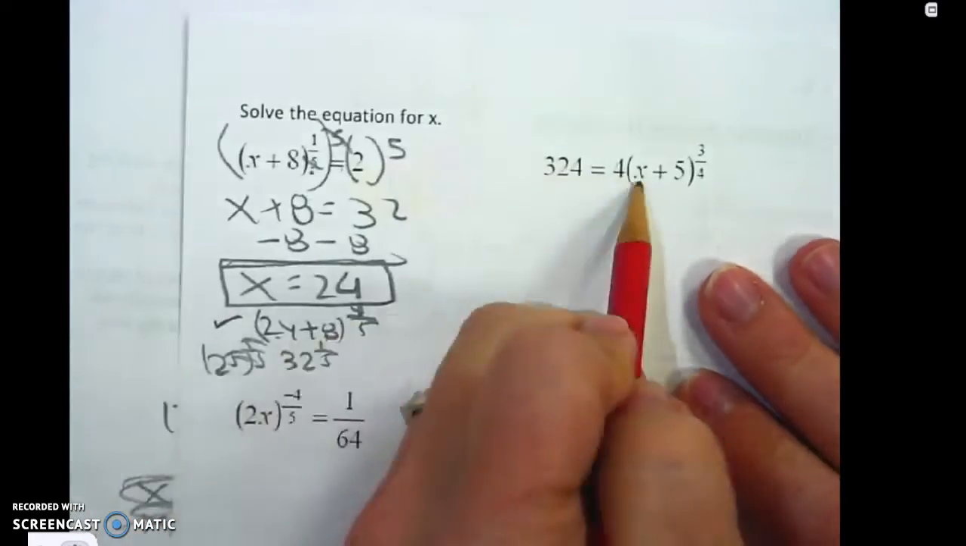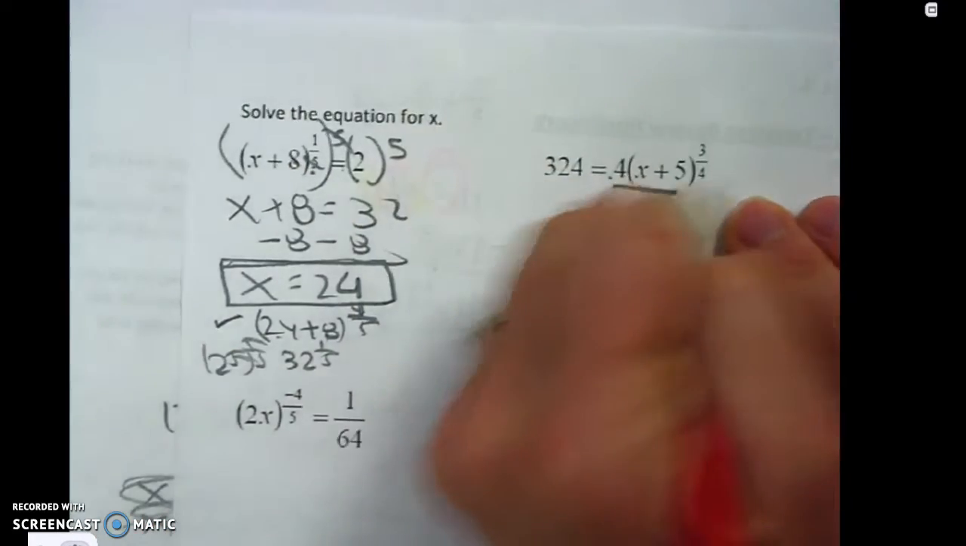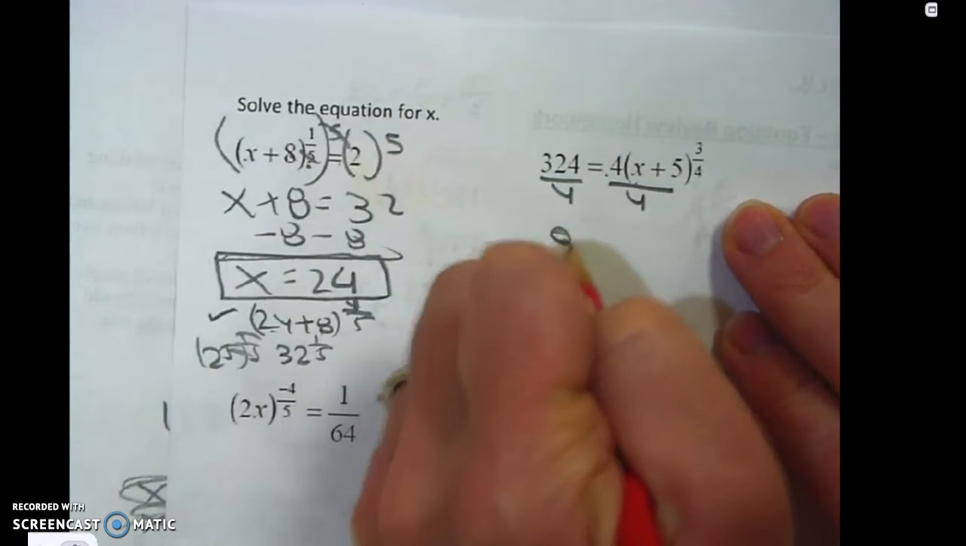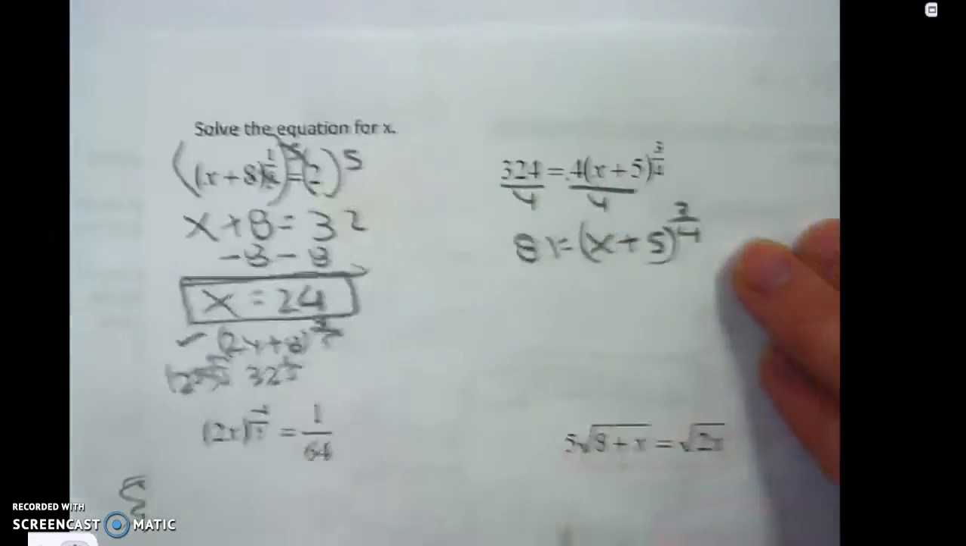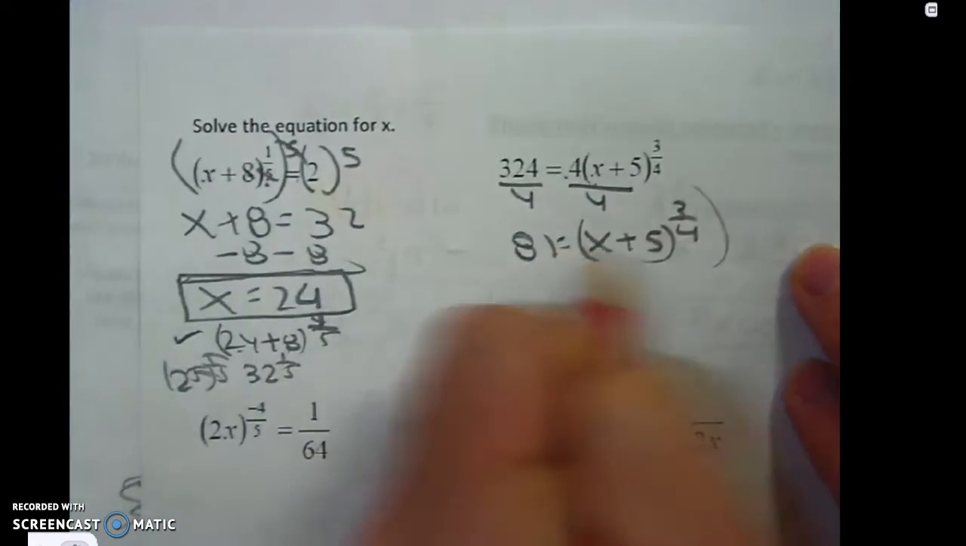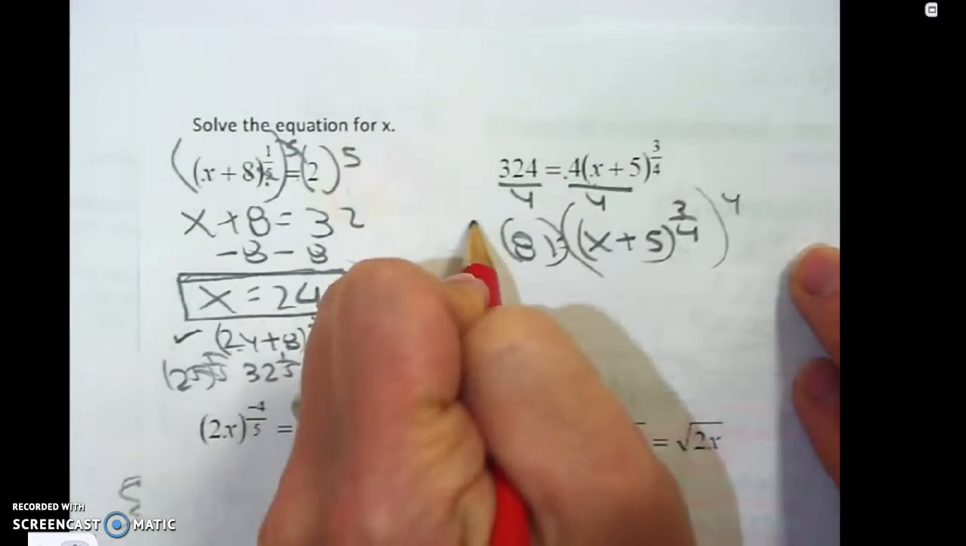All right, this one's similar to this one, but there's a 4 there. Divide by 4. 81 equals x plus 5 to the 3/4. My issue is always the fraction. Get rid of that first.